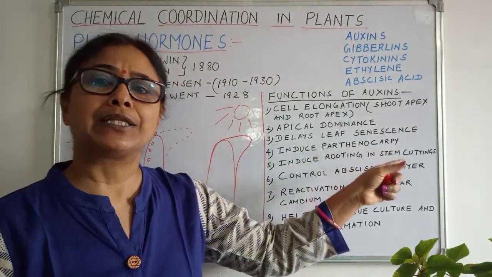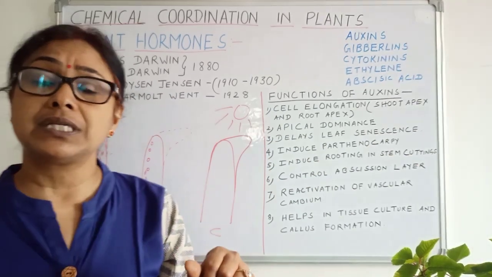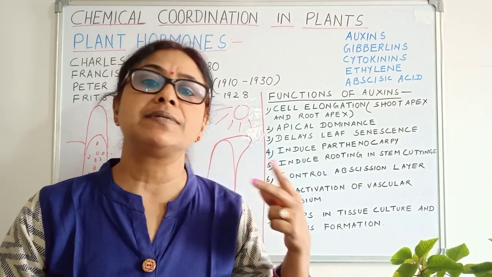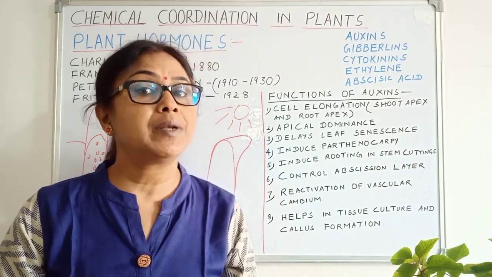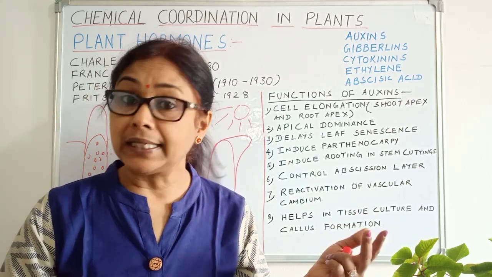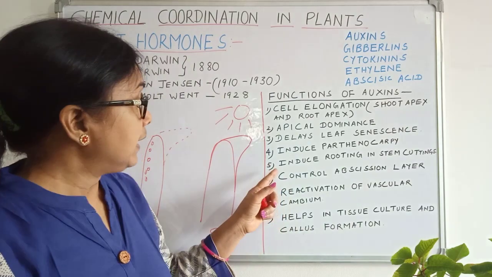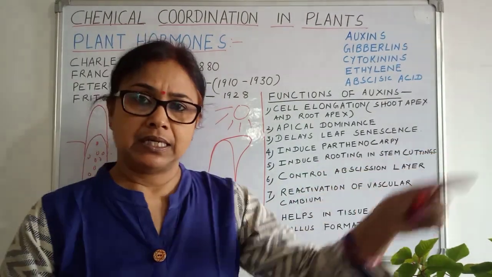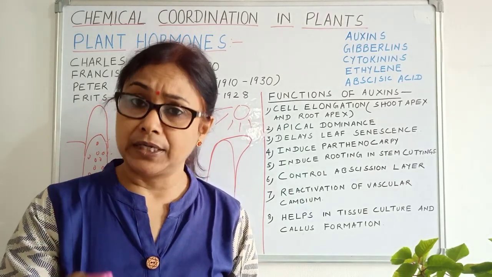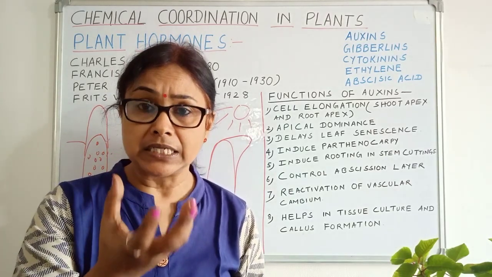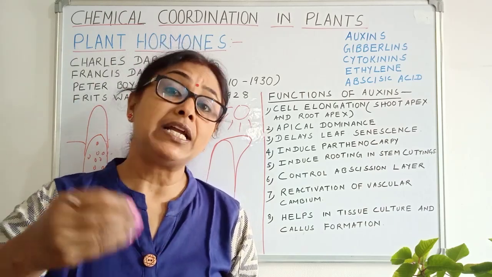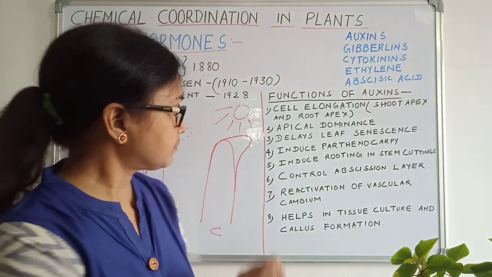Next one, induces parthenocarpy. The presence of auxins in the fruits, in the plant, without fertilization, helps in the formation of fruits. So those fruits will be formed without any seeds. Like nowadays we have the seedless grapes and certain other fruits also. It induces rooting in the stem cuttings. Like children, we like to grow the stem cuttings of rose, bougainvillea, china rose, etc. So if in the culture medium where we insert the stem, we add auxins, it will induce the rooting. The rooting will become faster.